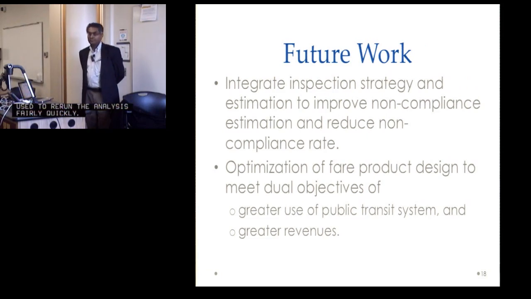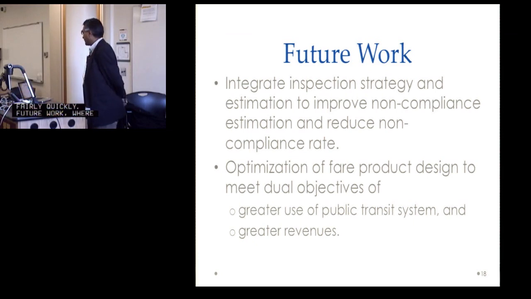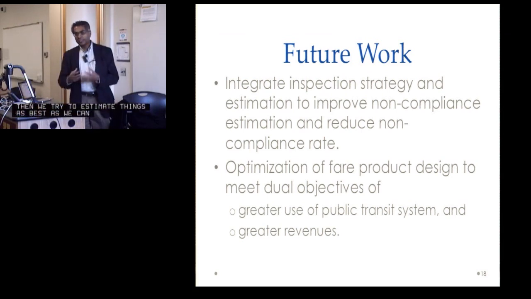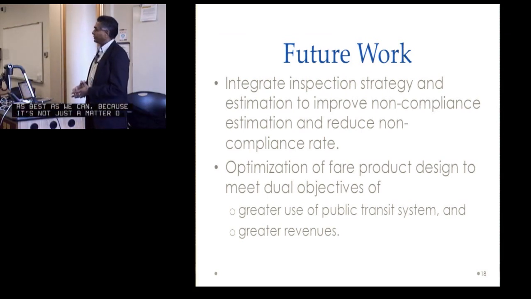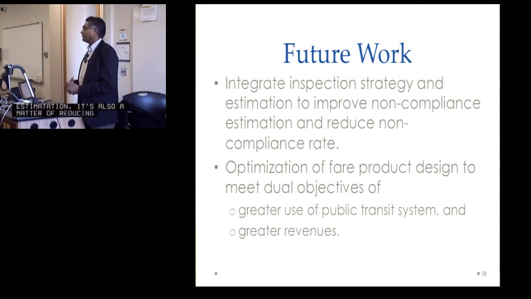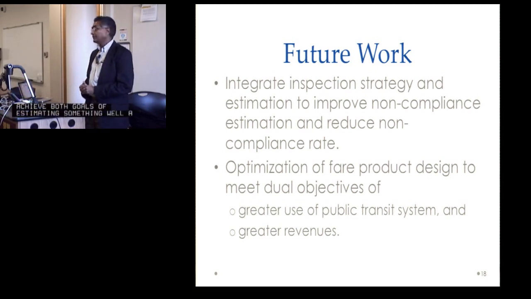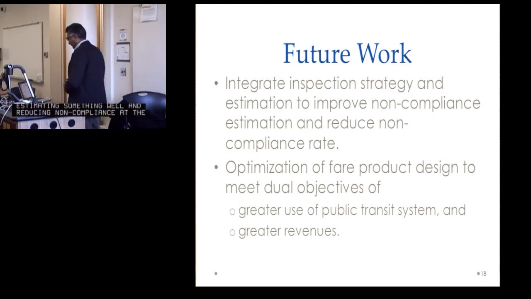Future work where Yibin and I think that most of the gains will come from is actually coming up with an overall optimal inspection strategy and estimation strategy jointly. Not to do these things separately where we have a given inspection strategy and then we try to estimate things as best as we can, because it's not just a matter of estimation, it's also a matter of reducing non-compliance. So how can we achieve both goals of estimating something well and reducing non-compliance at the same time? And we think it's possible.